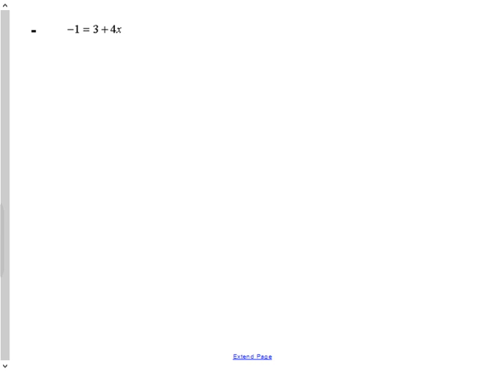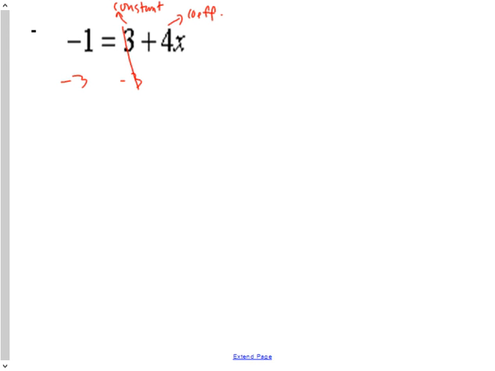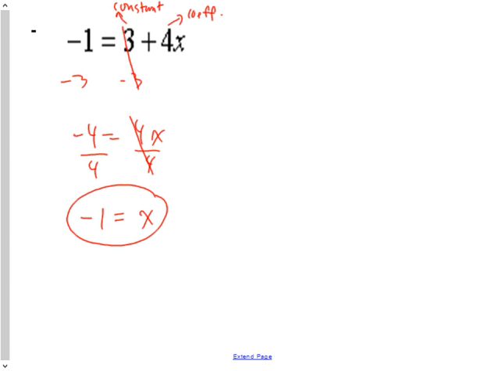The difference with the next question is that your variable is actually on the right-hand side, not the left. But 3 is your constant, and 4 is your coefficient. Get rid of your constant first by subtracting 3 from both sides. Negative 4 equals 4x. Get rid of your coefficient by dividing both sides by 4. And a negative 4 divided by a positive 4 is a negative 1.